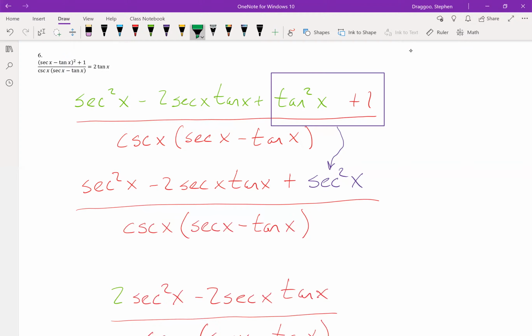Now in purple, moving from the first step to the second step, I've put a box around that tangent squared plus 1 right at the end, because I can use a Pythagorean identity on those two pieces to say that tangent squared plus 1 is equal to secant squared, which is the piece that's highlighted in purple right here in the second step.